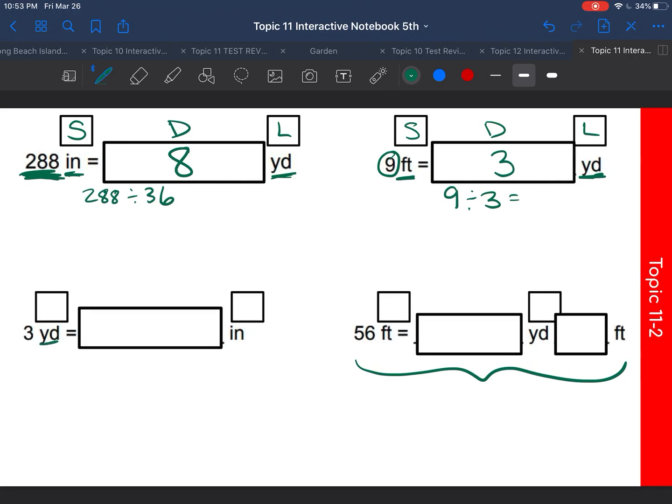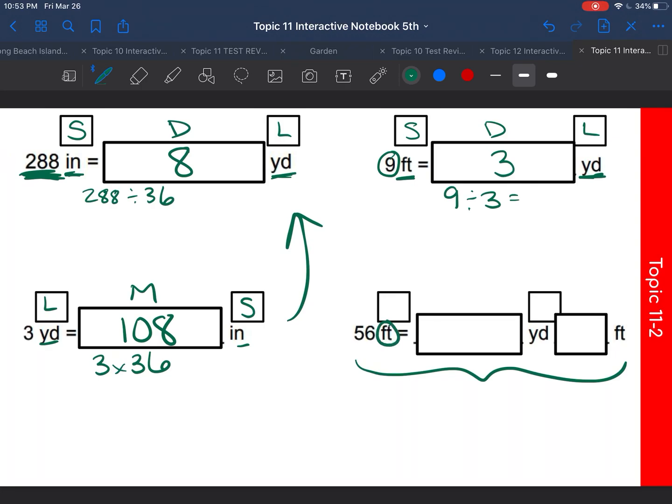This next one, we're converting yards to inches. So the opposite of the one above, okay? We're going from a larger unit to a smaller unit. So lazy snails moving, we are multiplying. So what relates yards and inches? Just like above, we have that 36 inches are in a yard. So we are multiplying 3 by 36. So 3 times 36, we get 108 inches are in 3 yards.